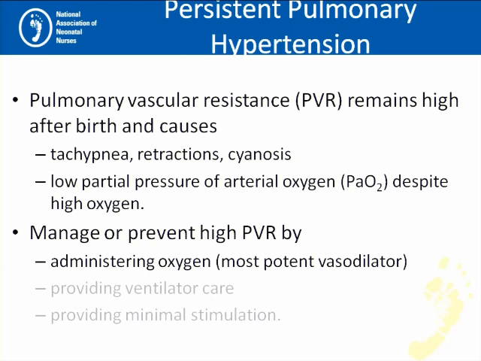Hyperventilation to keep PaCO2 in the low to normal range, which causes alkalosis and vasodilation of pulmonary vessels. And advocating for minimal stimulation and minimizing actions that cause a decrease in PaO2, such as stimulation, crying, blood sampling, vital signs, and increasing pulmonary vascular resistance and hypoxemia.